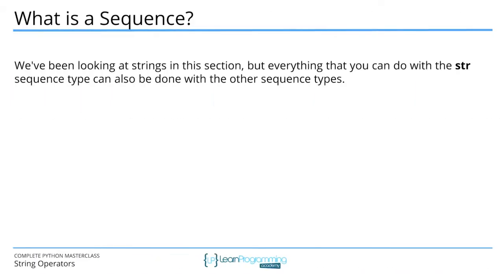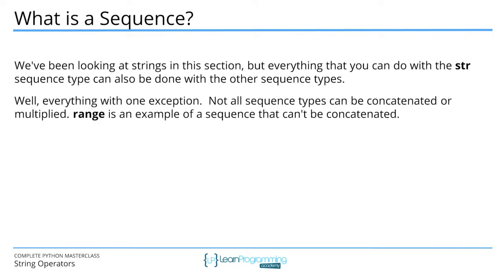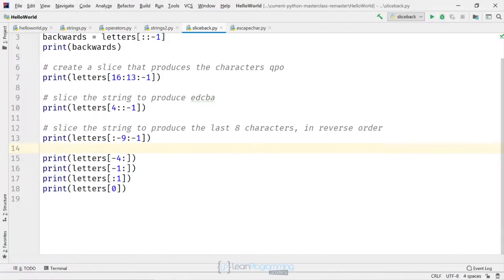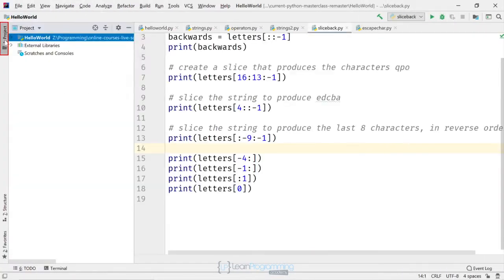We've been looking at strings in this section, but everything that you can do with the str sequence type can also be done with the other sequence types. Well, everything with one exception. Not all sequence types can be concatenated or multiplied. Range is an example of a sequence that can't be concatenated. Right, so back to the code. I'm going to create a new Python file called sequence operators.